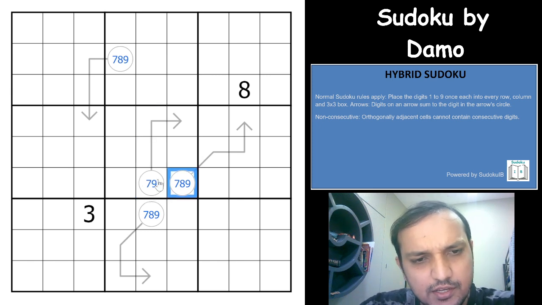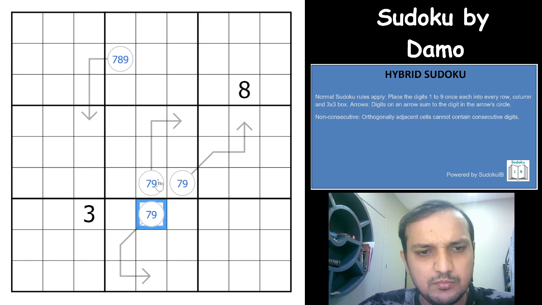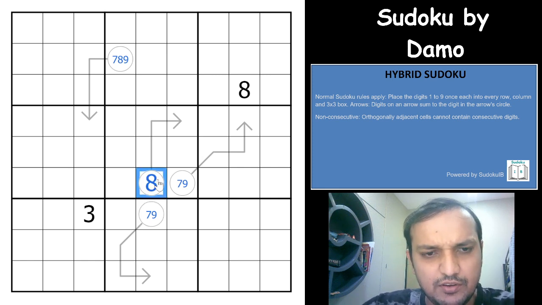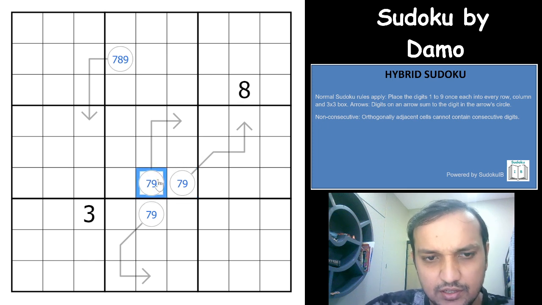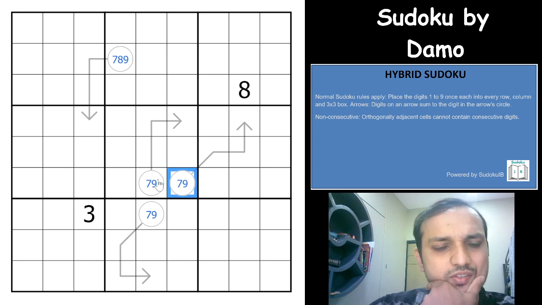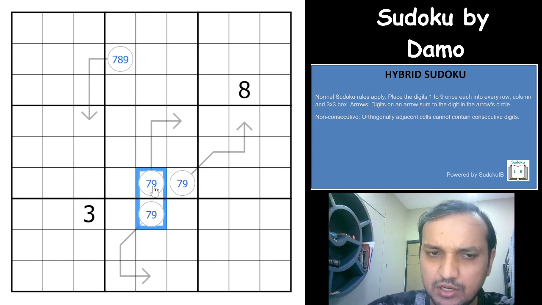Amazing, 8 cannot be in any of these cells. That is really amazing. If I have an 8 here, this cell would be 7 or a 9, this cell would be 7 or a 9, and then that is adjacent to a consecutive digit, right? Same thing, I cannot have an 8 here, this would have to be 7 and 9, and that is how it works. Okay, so 8 is not possible. You got a 7, 9 pair here.